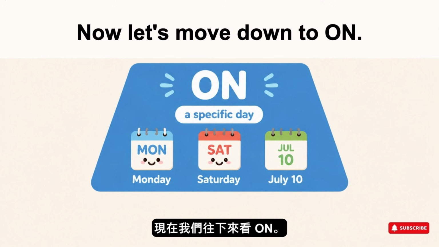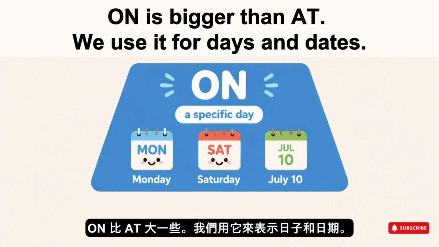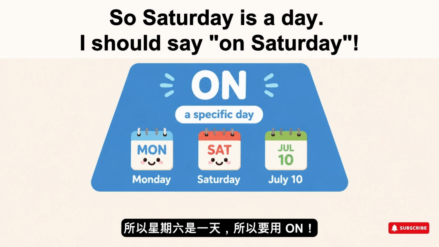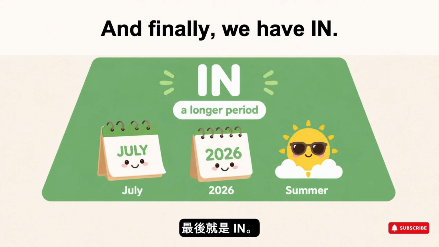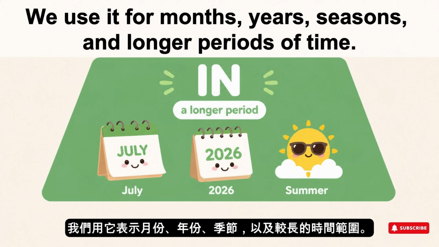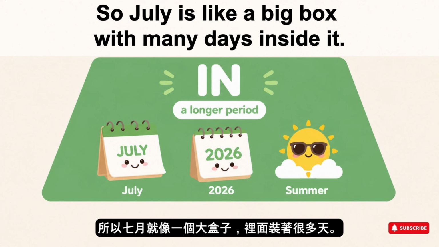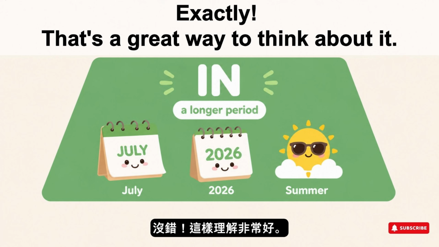Now let's move down to on. On is bigger than at. We use it for days and dates. For example, on Monday, on Saturday, or on July 10th. So Saturday is a day. I should say on Saturday. That's right. And finally, we have in. In is the biggest. We use it for months, years, seasons, and longer periods of time. For example, in July, in 2026, or in summer. So July is like a big box with many days inside it. Exactly. That's a great way to think about it.